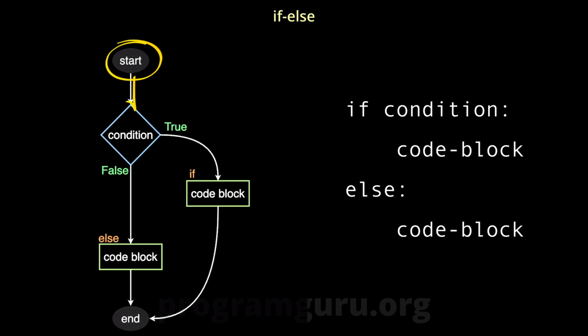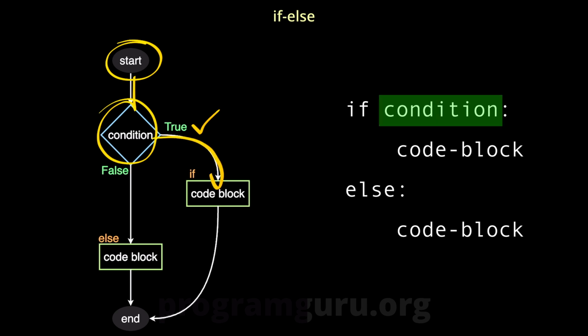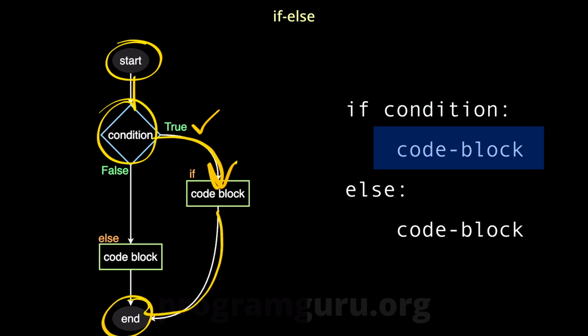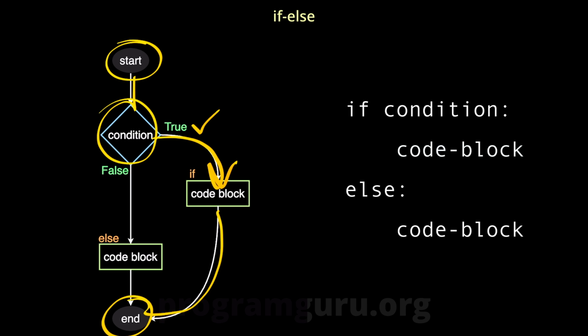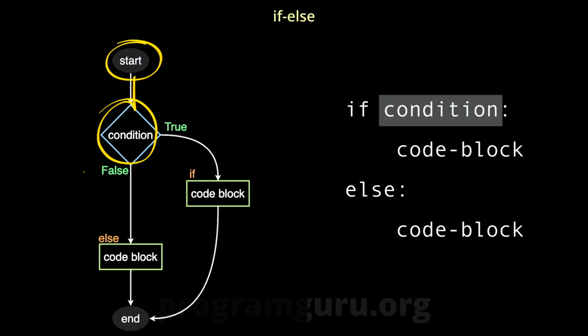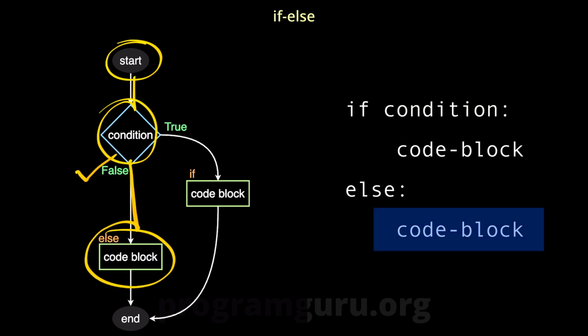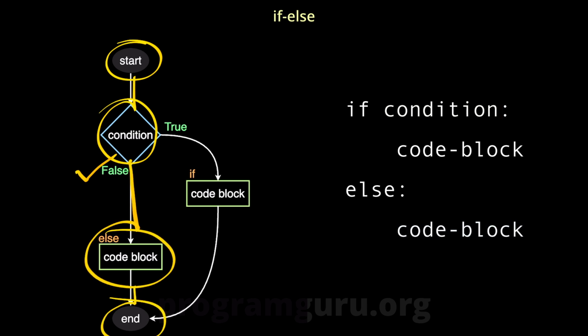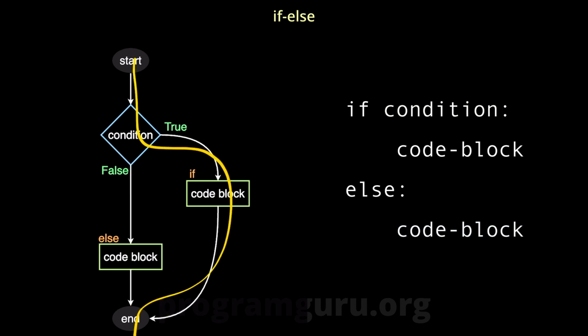Working of if-else statement. Start if-else statement. Check the condition. First possibility. The condition is true. The if code block executes. End of if-else statement. The second possibility is that the condition is false. The else code block executes. End of if-else statement. The path of execution depends on outcome of the condition.